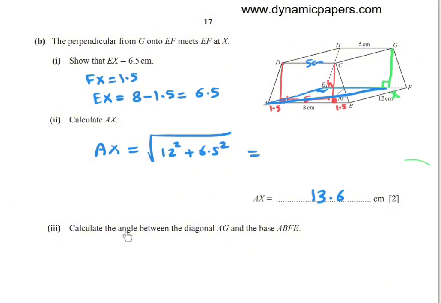Part 3, calculate the angle between the diagonal AG and the base ABFE. To find the angle between the diagonal AG and the base, the diagonal intersects the base at A. From G, if you drop perpendicular, this will be GX. And we need to find the angle between AG and AX. So you need to join this AG. And now this is our triangle.